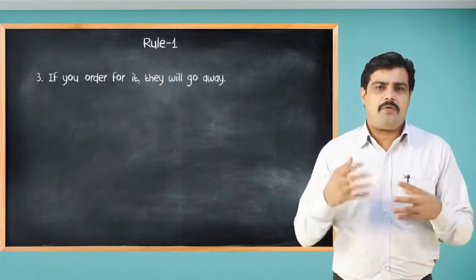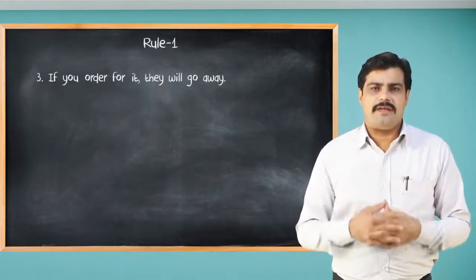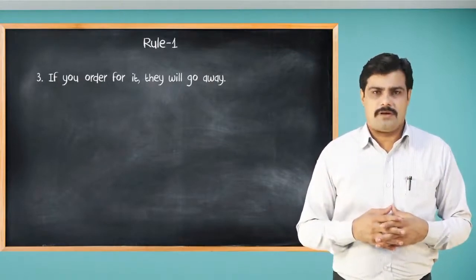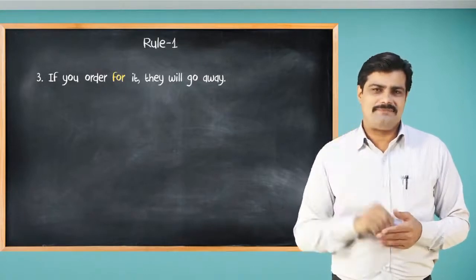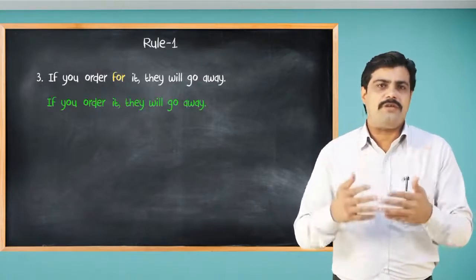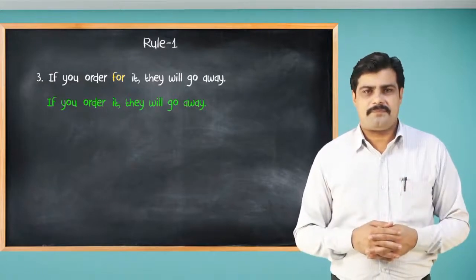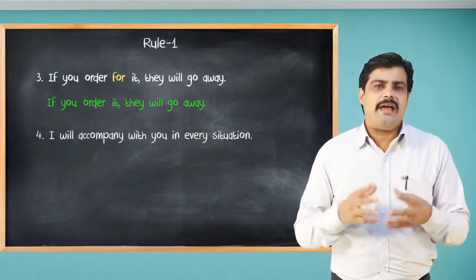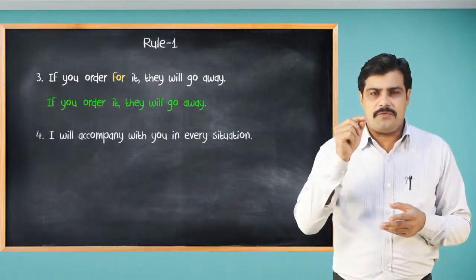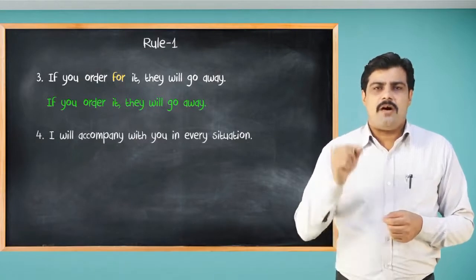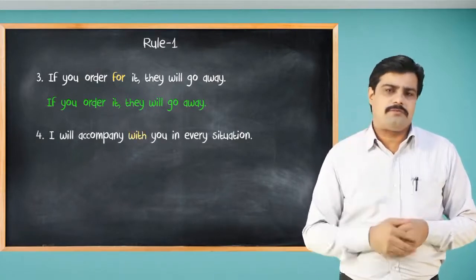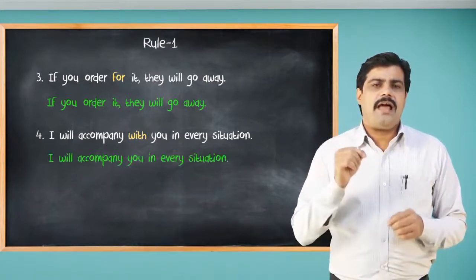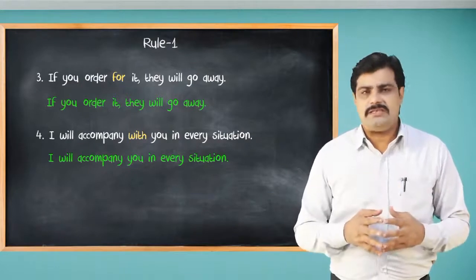Another sentence, if you order for it, they will go away. Now here the preposition for is wrong. So omit it and say, if you order it, they will go away. Another sentence you see, I will accompany with you in every situation. The preposition with is wrong here in the sentence. Erase it and say the sentence, I will accompany you in every situation.